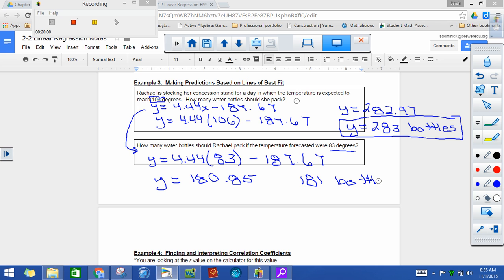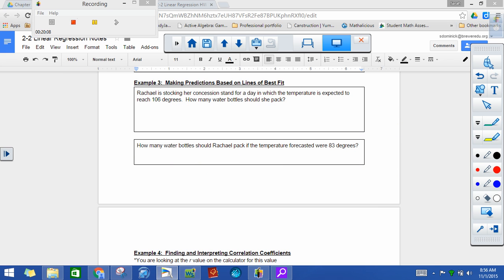Right? I can't have 0.85 of a bottle of water and sell it at least, right? Like, that would be someone like took a drink off it or something. That would be gross. Okay, so I'll get rid of this and we'll go to the next section.